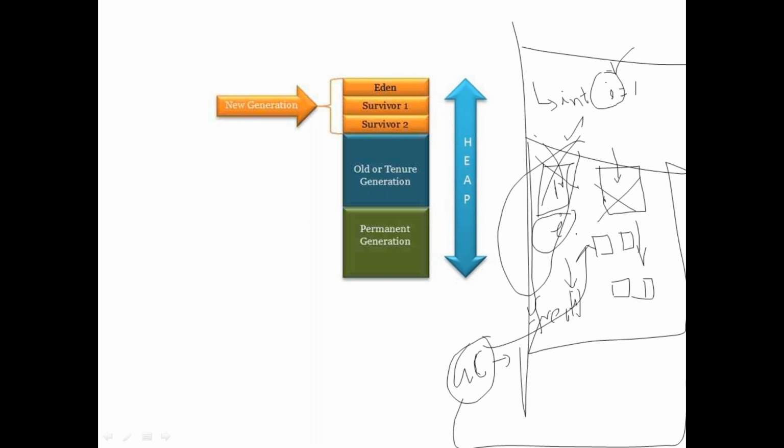GC is what? Garbage collector, which is a program which will clean up these objects. The objects which are old, which are not required anymore, need to be cleaned up. So the GC program will come and take care of it. Are we clear so far?